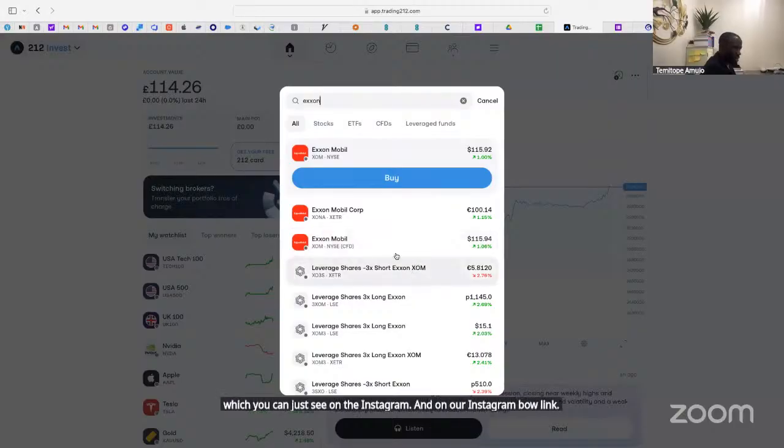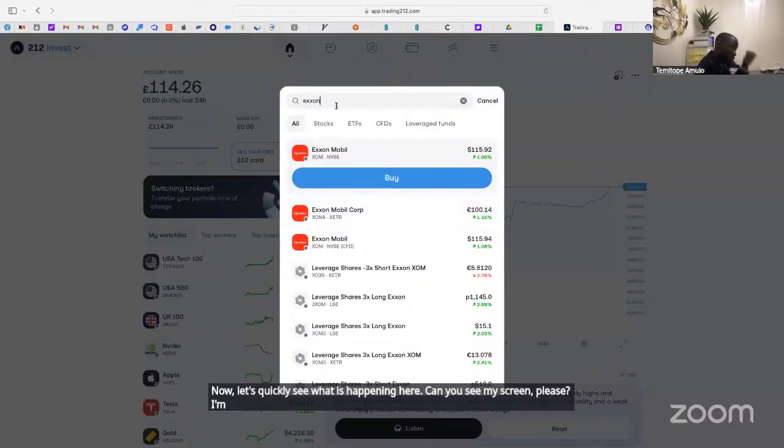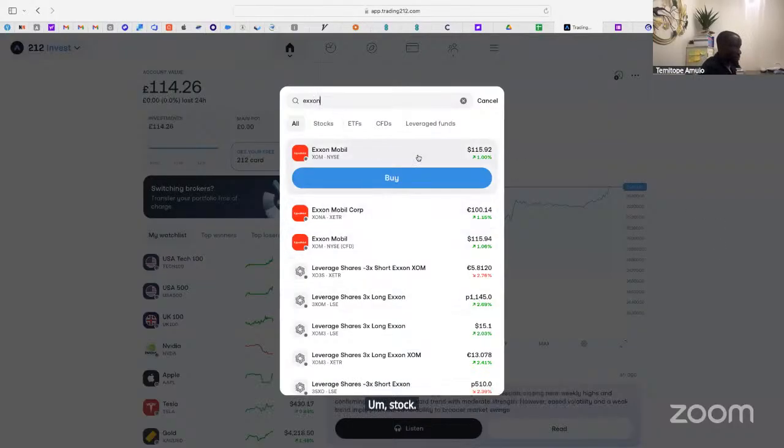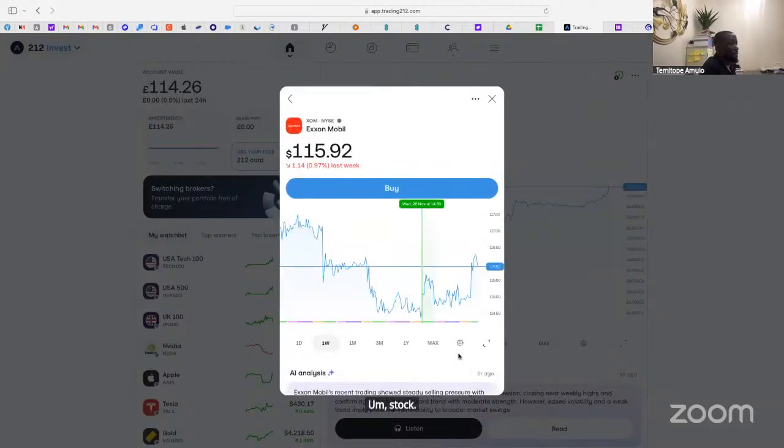Now, let's quickly see what is happening here. Can you see my screen, please? I'm sharing the ExxonMobil stock. Can you see my screen?